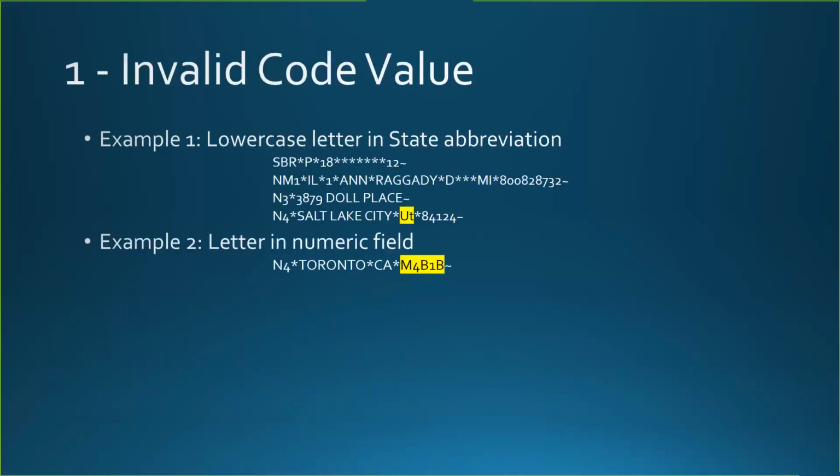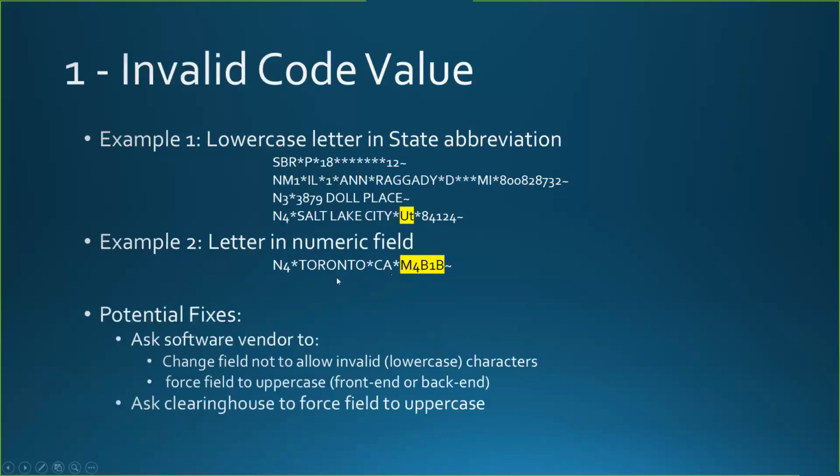Another example would be a letter in a numeric field. So United States zip codes are all numeric. And here we can see that someone tried to submit a Canadian address, and their zip codes are not only numeric, they're alphanumeric. So that is not going to be appropriate. This should be in an out-of-country address section. So potential fixes, you can ask your software vendor to change the field to not allow invalid lowercase characters, or typically what you'll see is even if you type it in lowercase, it will force it to uppercase.